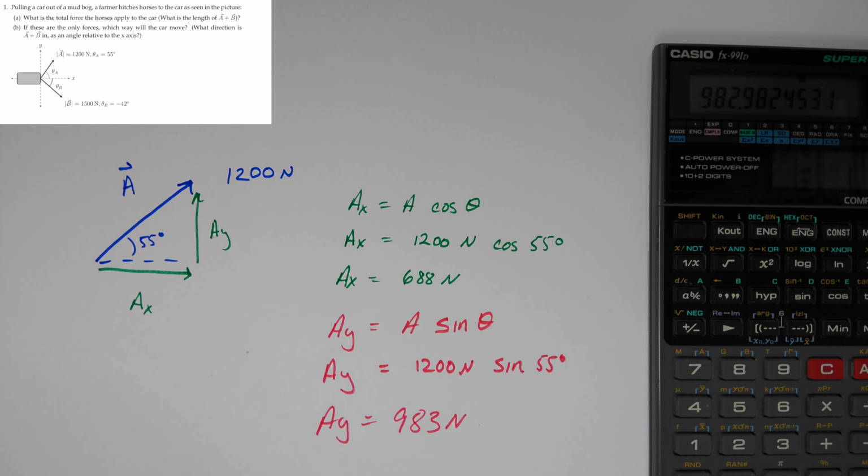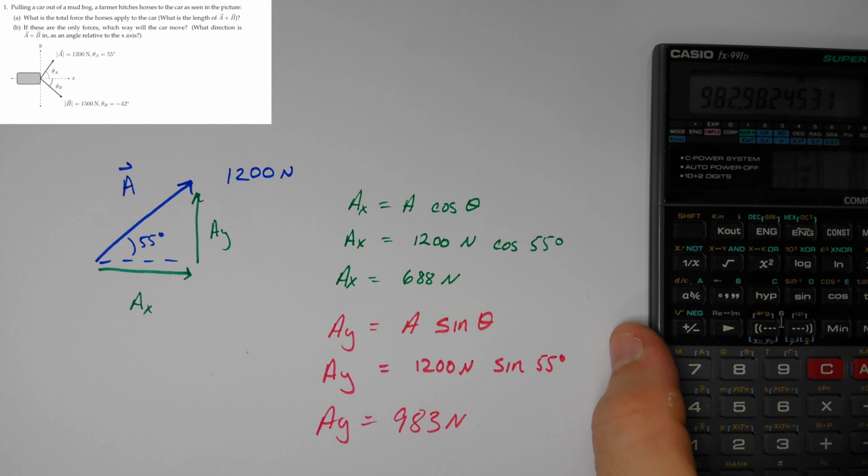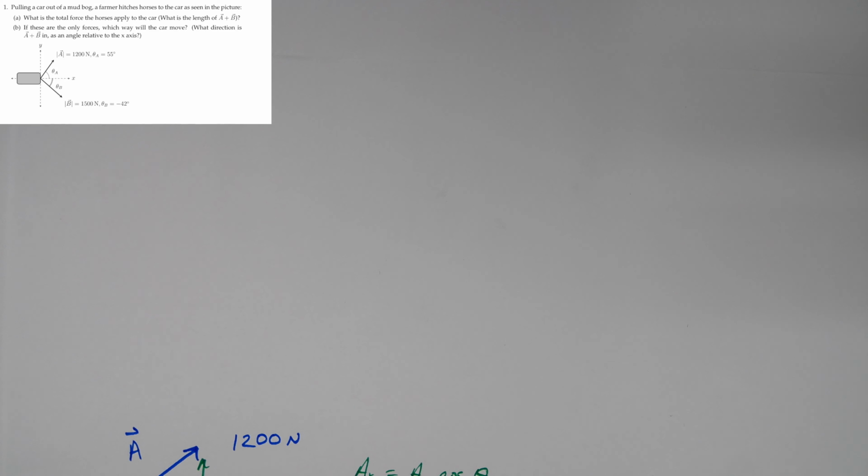We're going to do the same thing for B. So you should pause the video here, try it yourself. We're going to use the minus 42 degrees that's in the problem. So pause. Alright, so we're going to do the same sort of thing. We're going to draw B now. B now goes downwards.